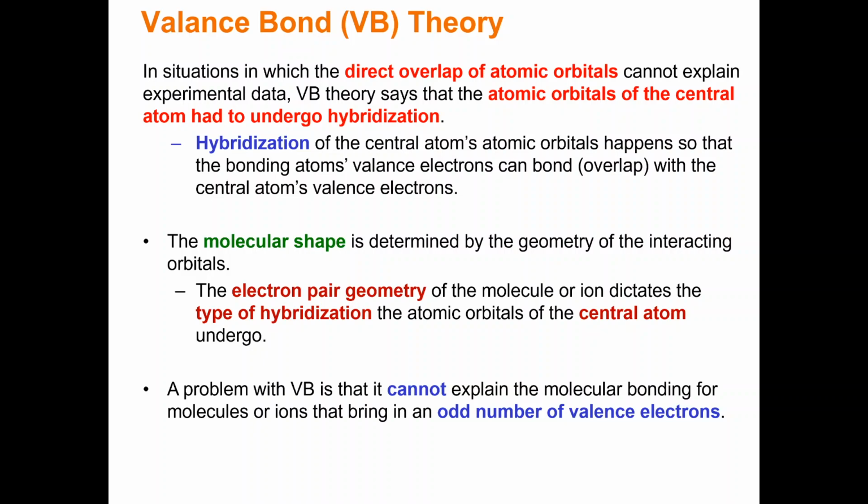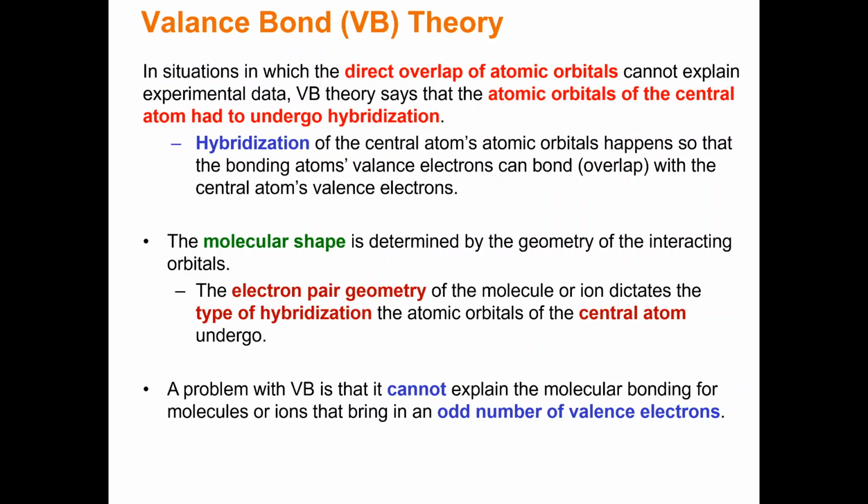Okay, so when there's direct overlap of atomic orbitals, it can explain the experimental data. Valence bond theory says that the atomic orbitals of the central atom have to undergo hybridization. In other words, if valence bond theory can't explain the shape of the overlap just based on atomic orbitals, then we have to hybridize. Hybridization of the central atom's atomic orbitals happens so that the bonding atoms' valence electrons can bond, in other words, overlap with the central atom's valence electrons. I know I keep saying hybridization, I haven't really defined it, we'll get there.